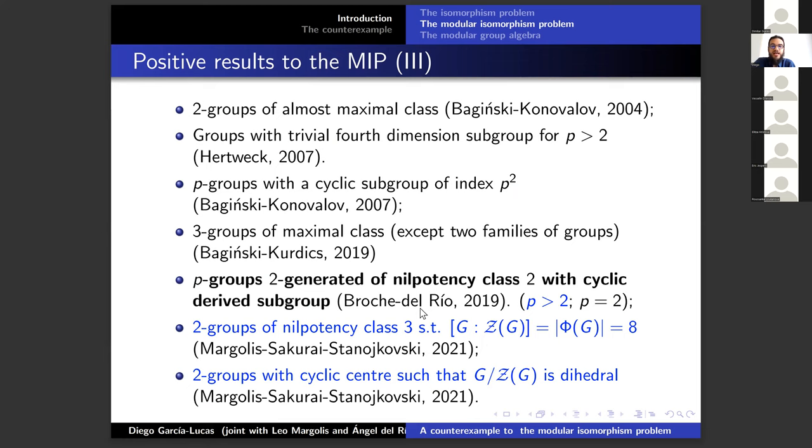This result is true for every field if we assume that P is an odd prime, and for P equals 2 it is only known to be true for the field with two elements. Well, this is most of the results known for the modular isomorphism problem.